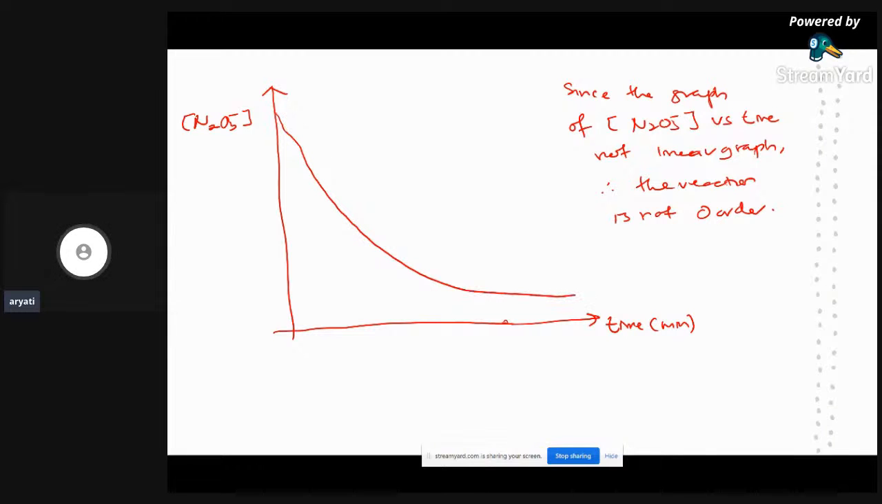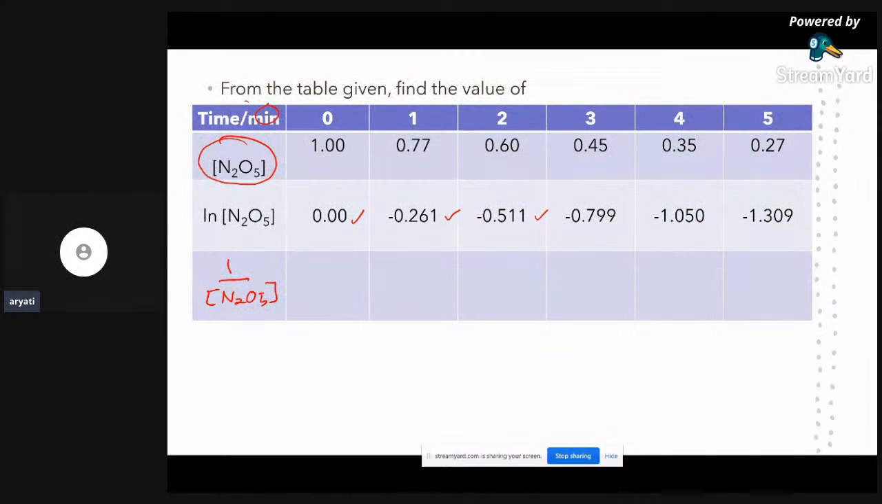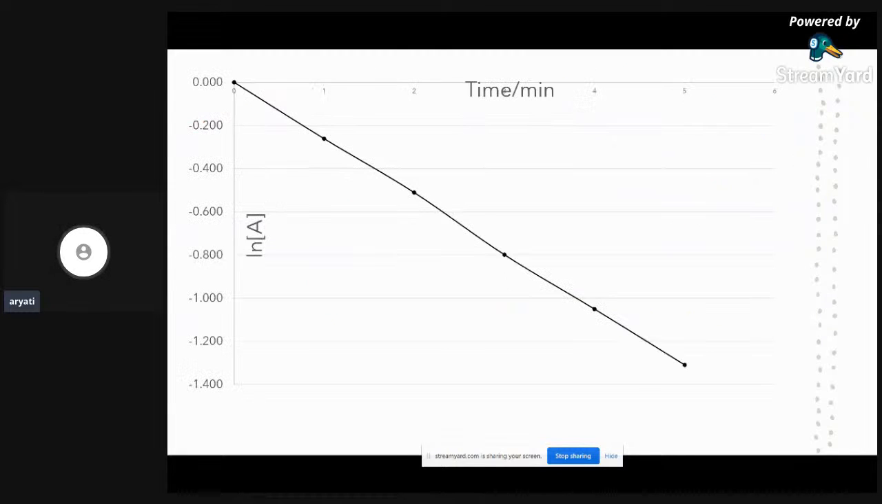So macam tu dia melengkung, so dia bukan zero order. Okay, then kita plotkan graph, we plot a graph of ln N2O5 versus time. So this is the graph of ln, bukan A lah sebab dia dah specifically. So ln concentration of N2O5 versus time, so kamu akan dapat satu linear graph.